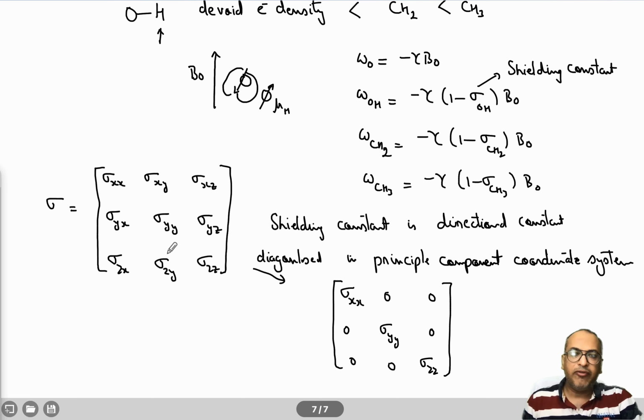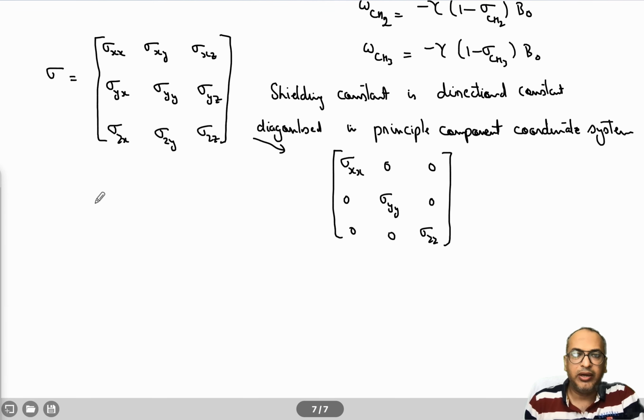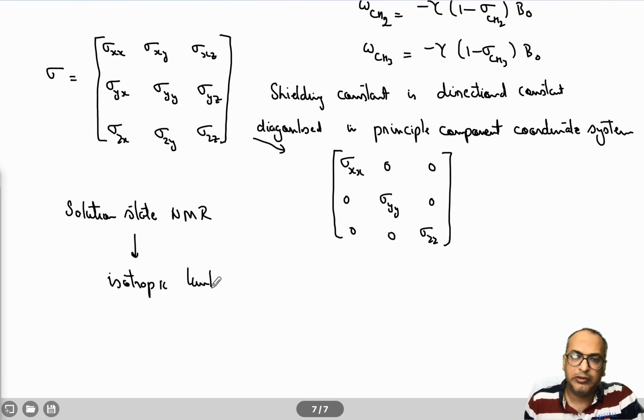Okay, so again for isotropic solution, so for solution state NMR, the molecules are tumbling isotropically. So in solution state NMR, molecules are tumbling. There is isotropic tumbling of molecules due to thermal motions, right, of molecules.